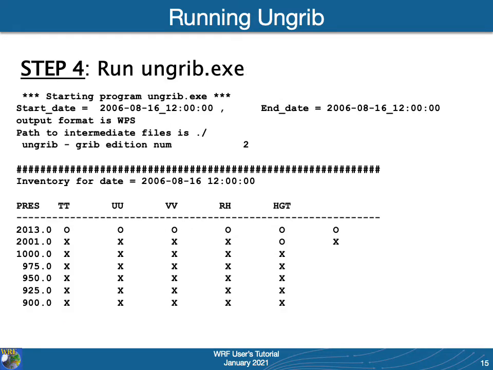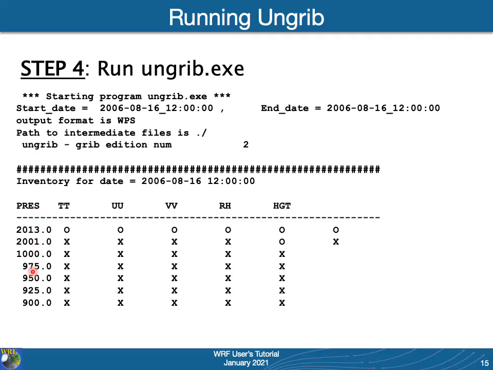Once we've edited the namelist file, symbolically linked the correct vtable, and symbolically linked all of our grib files into our run directory, we can run the ungrib program on the command line. When the ungrib program starts up, it tells you the range of dates that it expects to process. These correspond to the start date and end date that were specified in the namelist file. And for every time period of grib data that the ungrib program finds, it prints out a table to the terminal screen and also to a log file.